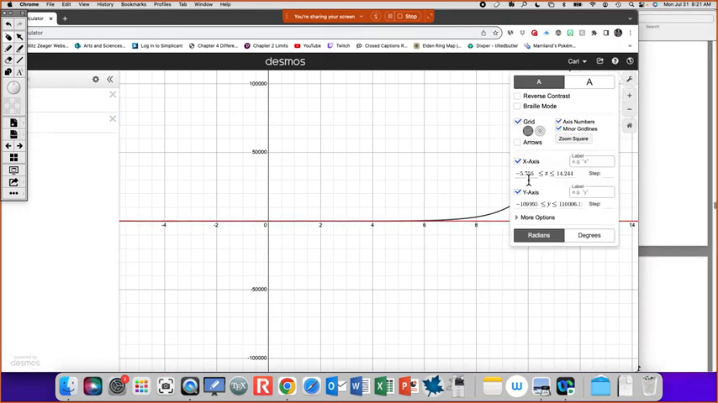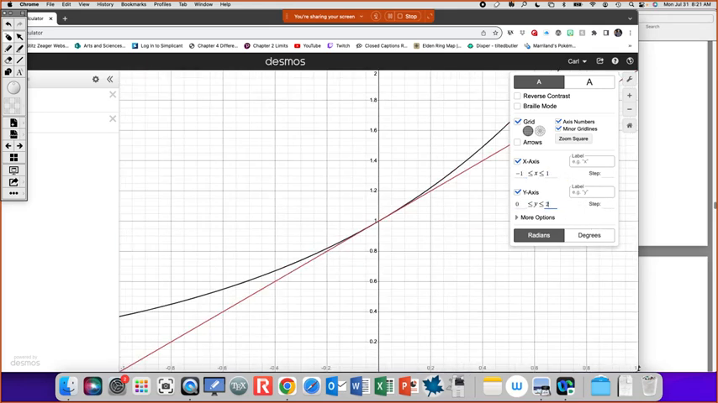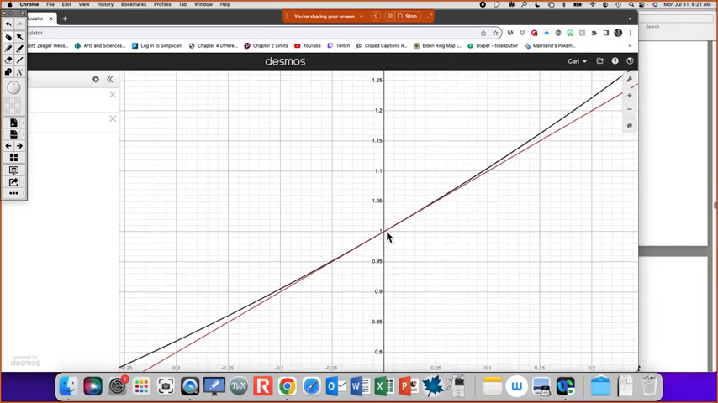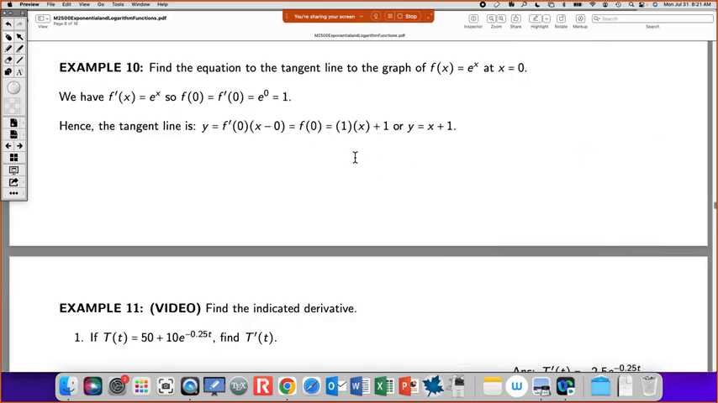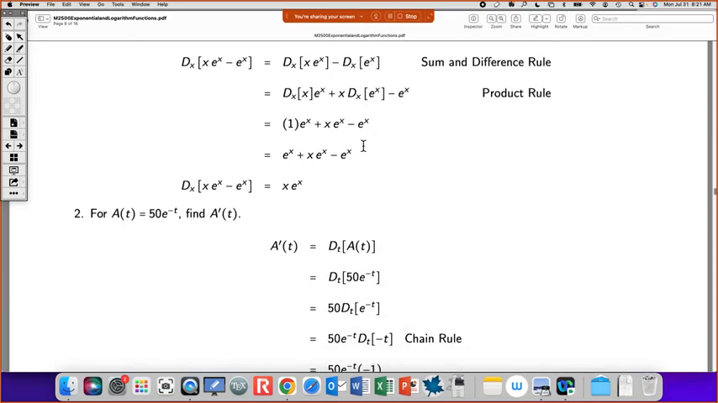And we'll take a look here. I'll go say minus 1 to 1 for the x, 0 to 2 for the y. There it is. You can see the local linearity. Okay. All right, any questions on taking derivatives of exponential functions?